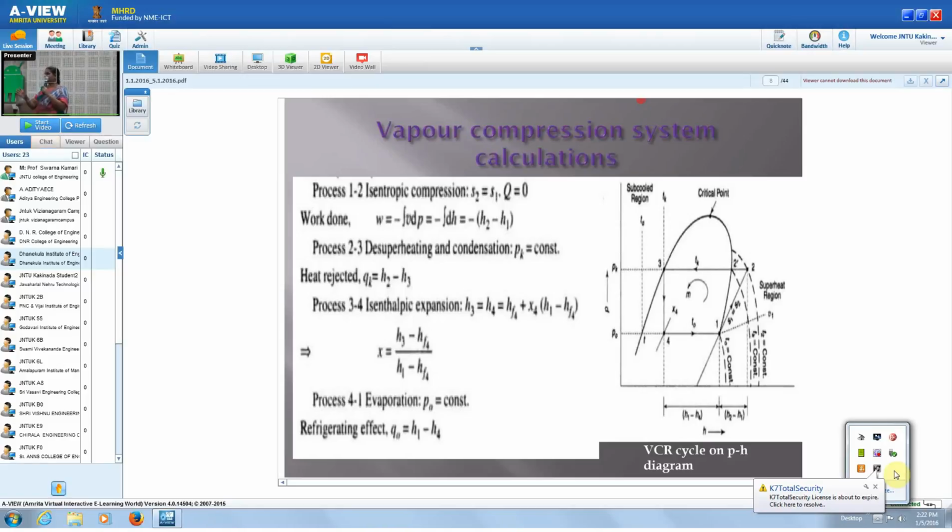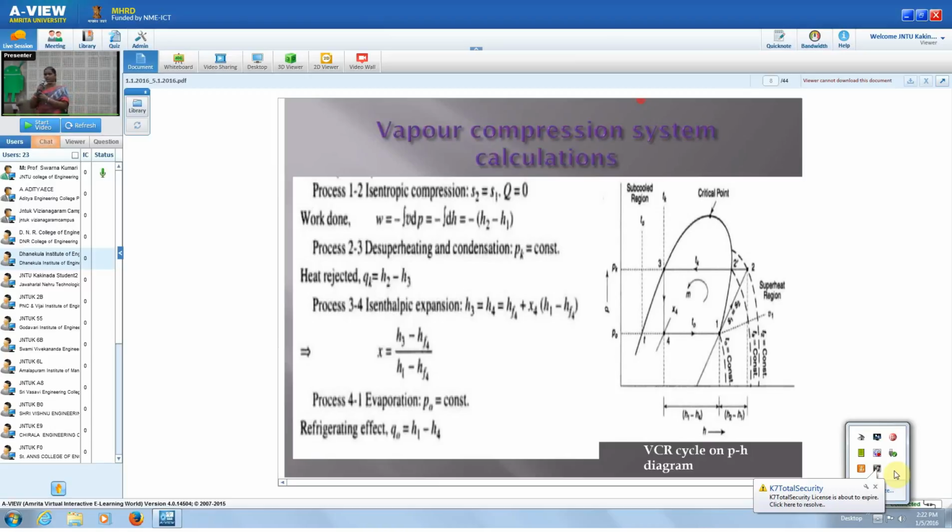Is it in superheated condition or saturated condition? So that you have to find out first. Then 3 is the point here, that is on the saturated liquid line. So directly from the tables you can find out H3 because that is in the liquid state. Then that is the heat rejected, H2 minus H3, and also 3-4 is the isenthalpic expansion process.